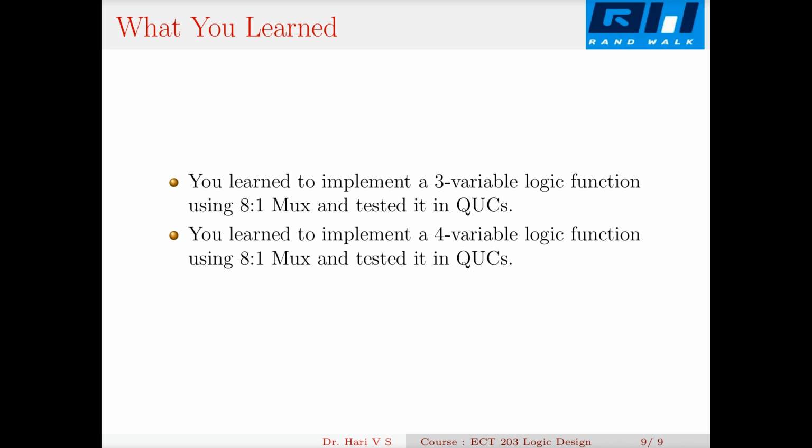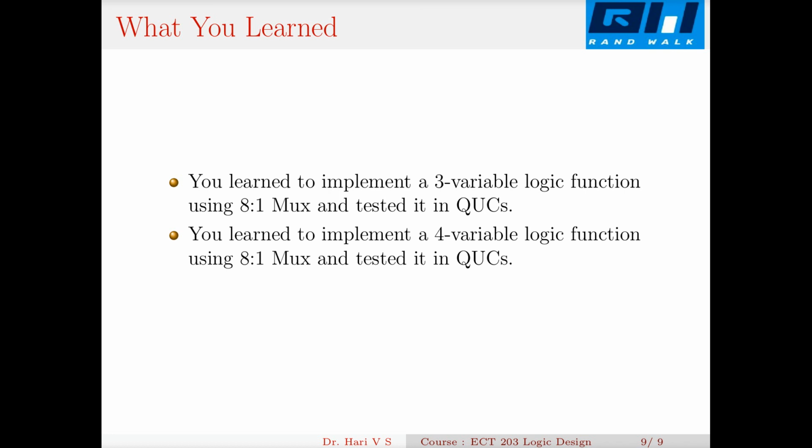What you learned in this session is to implement a 3 variable logic function using an 8:1 multiplexer, and you tested it in QUCS. I give these 3 variables ABC to the 3 select lines S2, S1, S0, and the data input lines are kept at either logic high or logic low depending on which function you want to implement. Then you learned to implement a 4 variable logic function using an 8:1 mux and tested it in QUCS.